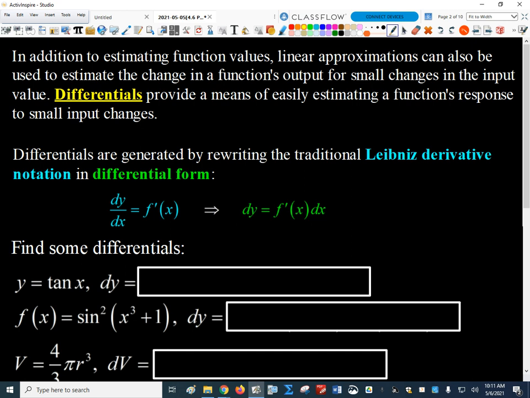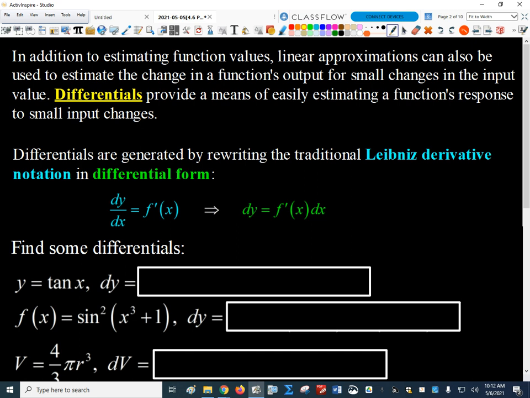differentials end up being very simple for us to calculate. They're actually just different forms of derivatives that you already know, right? So all we have to do is rewrite the traditional Leibniz derivative notation. That's what we're used to, dy dx. That's what we call Leibniz notation, or just quotient notation. All we're going to do is slightly change the way we write our derivatives.